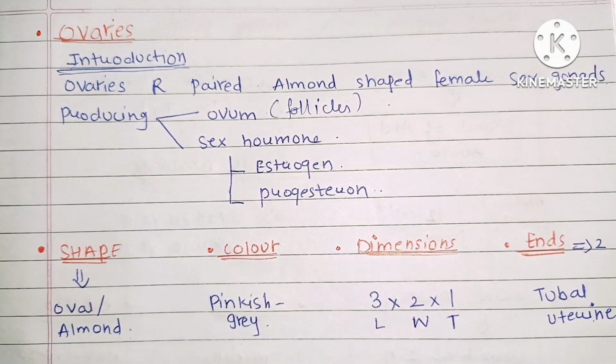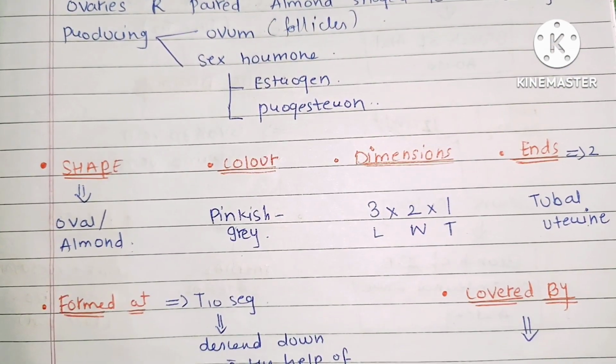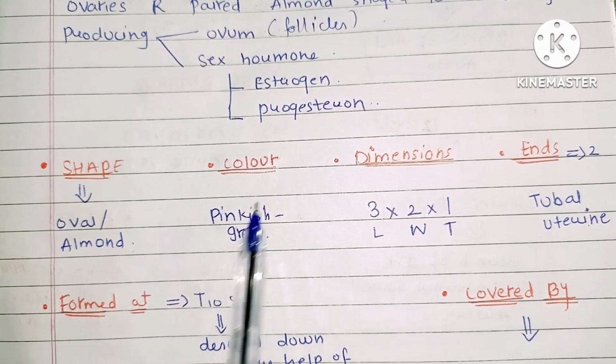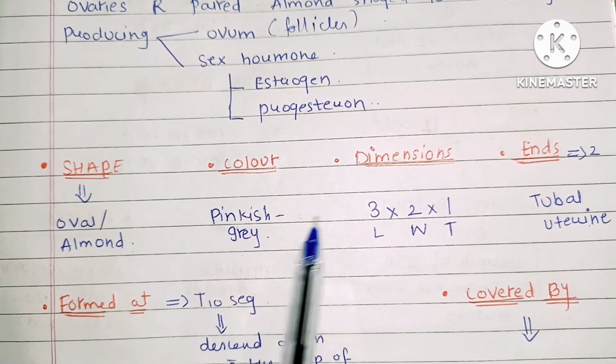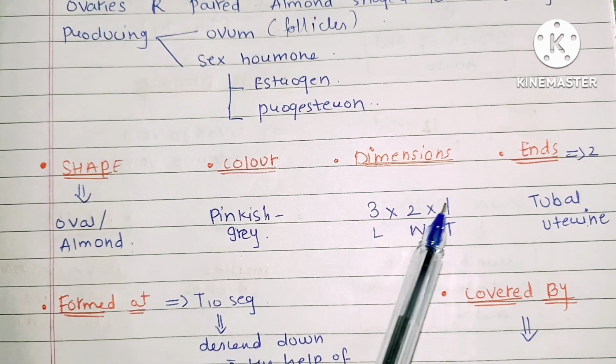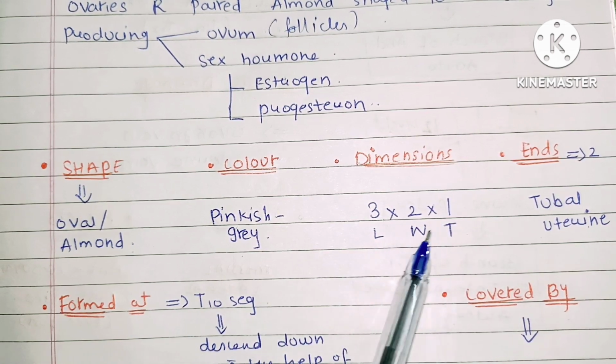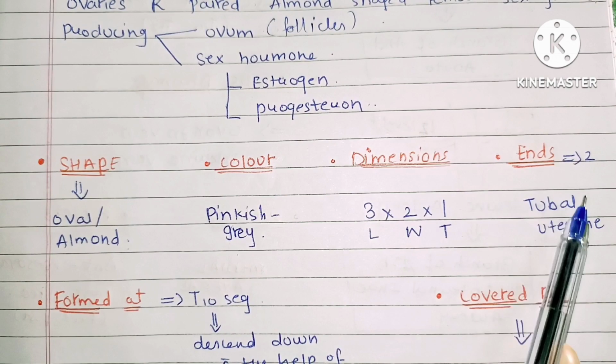Okay. Now, what is the shape, color, dimensions, and ends of the ovaries? It is oval or almond shape. The color is pinkish grayish. Dimensions are 3 by 2 by 1, that is the length, width, and the thickness. And ends are 2, tubal and uterine.